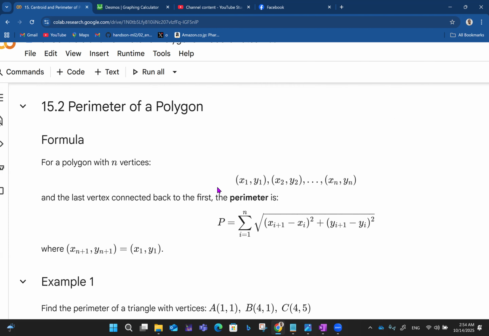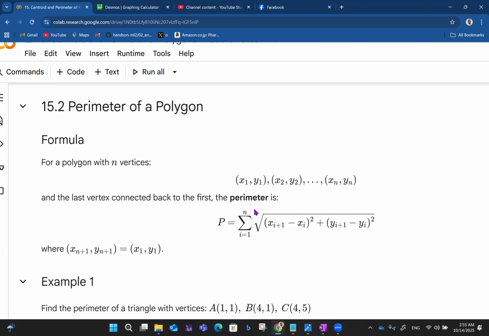So for a polygon with n vertices, x1, y1, x2, y2, up to xn, yn, and the last vertex connected back to the first, like I demonstrated in the last video, for every polygon the starting point is also the end point, right? And that is why x(n+1), y(n+1) is the same thing as x1, y1. So where it ends is where it started from. So the perimeter is given as the summation from i equals 1 to n of the distances, the square root of (x(i+1) minus xi) squared plus (y(i+1) minus yi) squared.